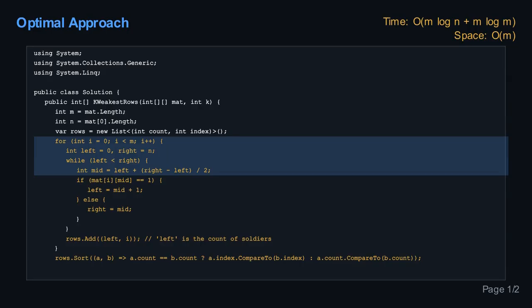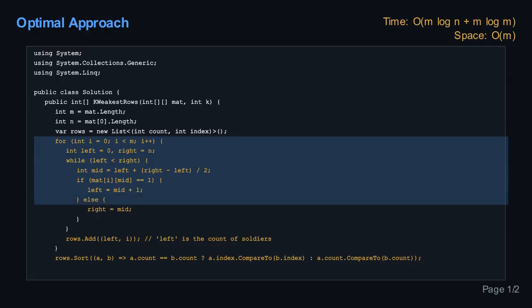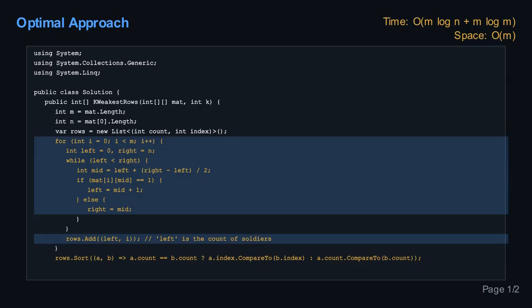We initialize a left pointer to 0, and a right pointer to the row's length. While left is less than right, we find the middle. If the element at mid is 1, it means we're still in the soldier section, so we try the right half by setting left to mid plus 1. If it's 0, we've found a 0, so we might be at the boundary, and we search the left half by setting right to mid. Once the loop finishes, left will be the count of soldiers.